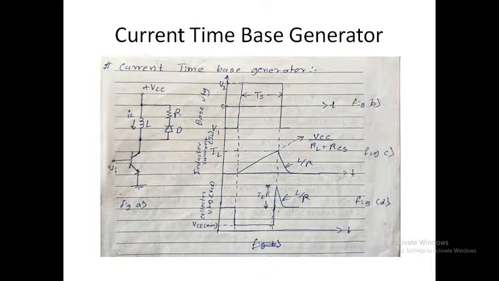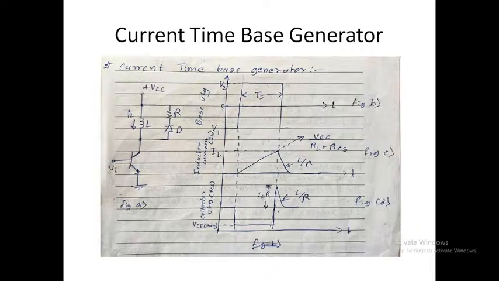So this is the current time based generator. You can see the inductor is in series with a transistor and it is connected across the VCC supply. The transistor operates as a switch. So it is not an amplifier. This transistor operates as a switch.